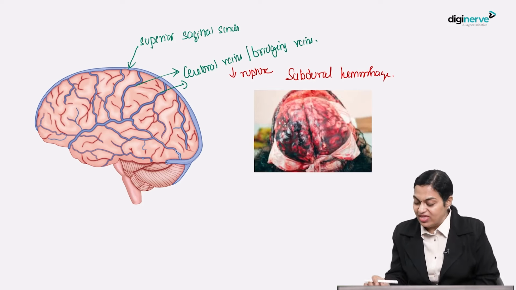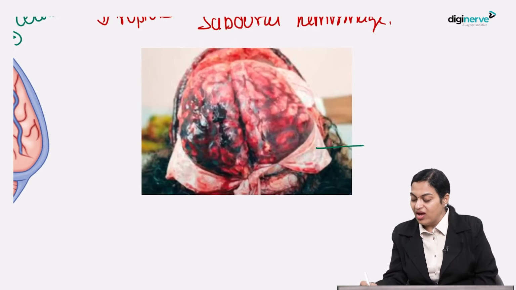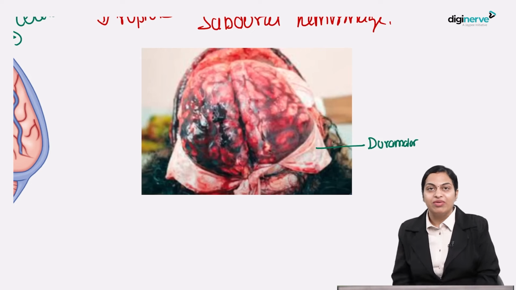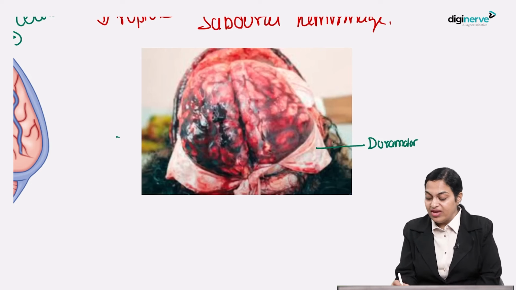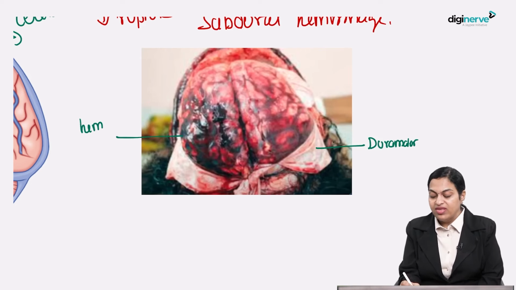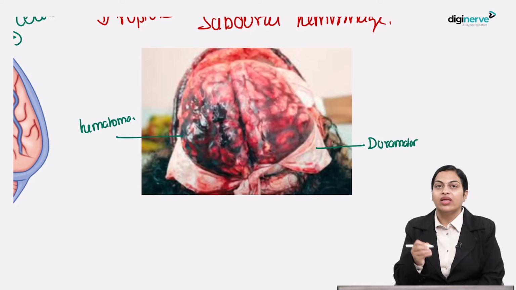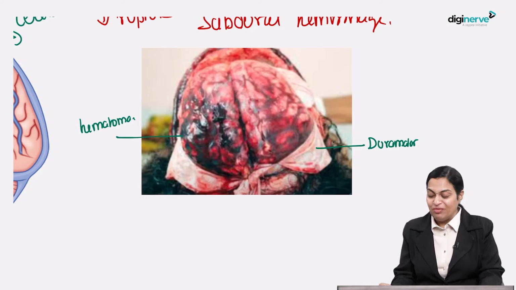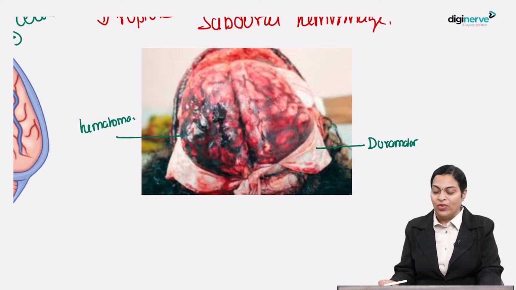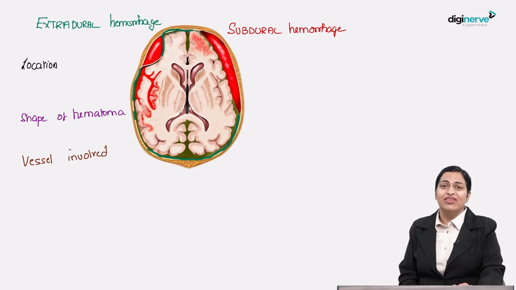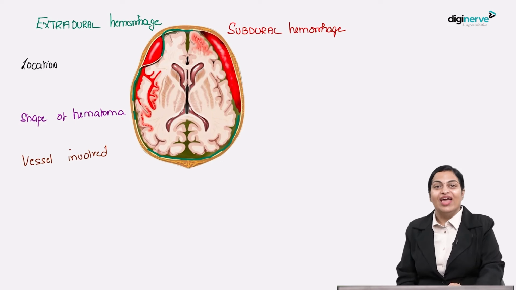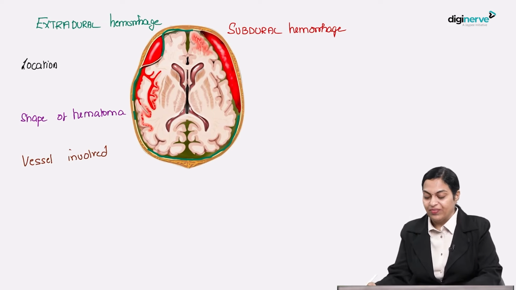In this image, can you identify the dura mater, the outermost thick fibrous layer? And you get to see a hematoma here. This is the subdural hematoma, right? Due to rupture of the bridging veins or the cerebral veins. So this is again a very frequently asked question. Extradural hemorrhage, epidural hemorrhage and subdural hemorrhage in the image given here, right?